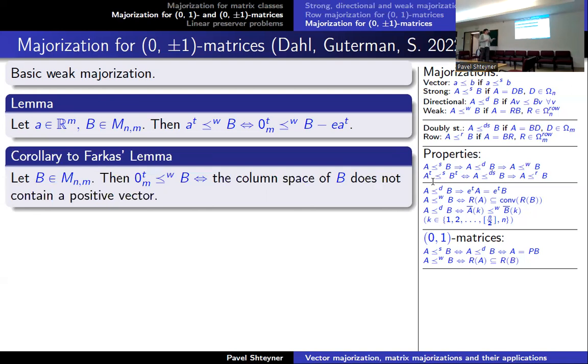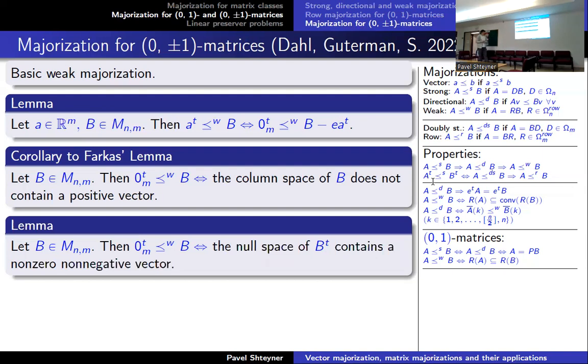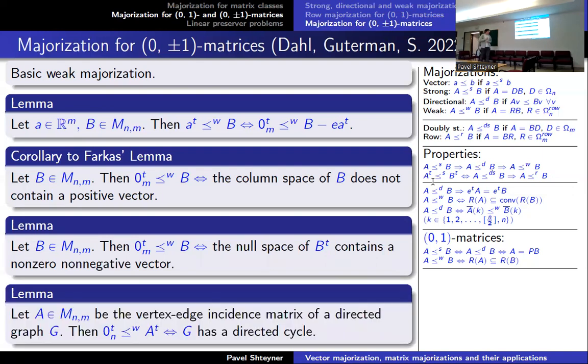Using this, what we have reduced majorization to is that we just need to verify that the origin lies in some convex hull. There are obviously many ways to do this. For example, with Farkas' lemma, we can say that a zero row is majorized by a matrix if and only if the null space of P doesn't contain a positive vector. If we use the definition of weak majorization, we have something similar: the null space of the transpose of P does contain a non-negative vector.